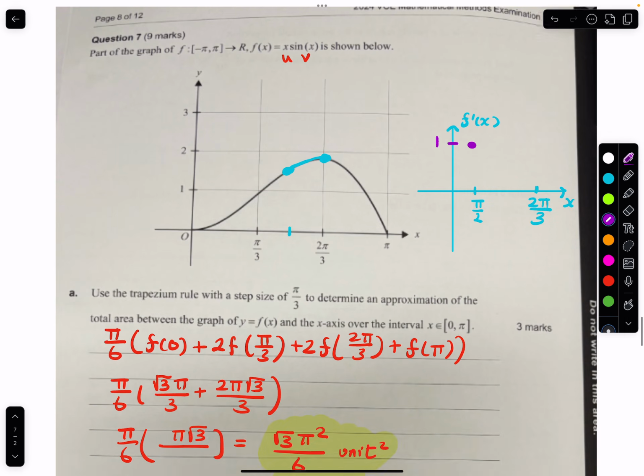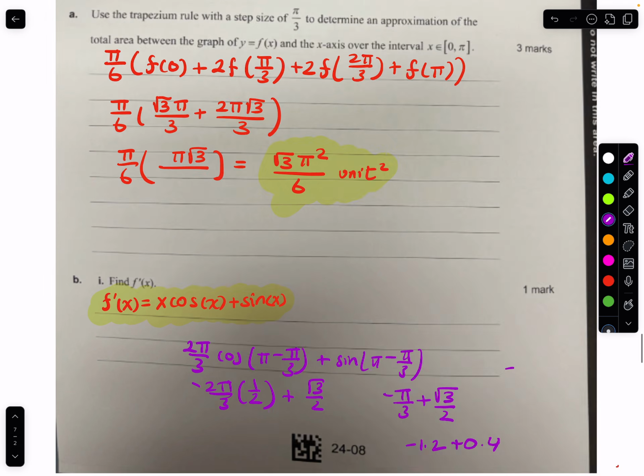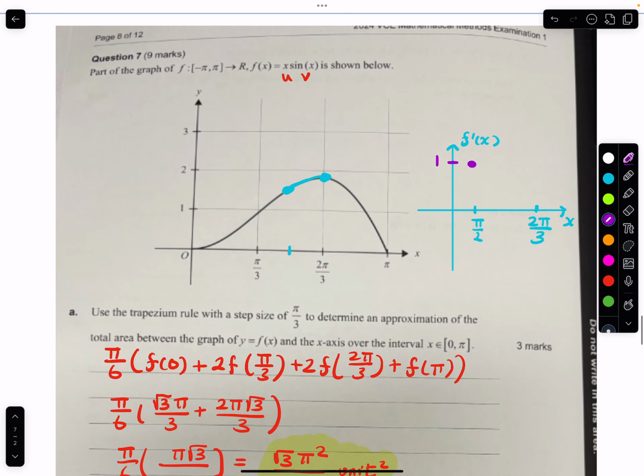Wait, so is it a negative or positive value? Negative pi on 3 is like negative 1 point something, let's say 1.05. And root 3 is 1 point something; you divide it by 2, it's going to be like 0 point something, let's say 0.4. So it's like 0.4 minus 1. It's going to be a negative anyway. So it's actually a negative value. So this part would be, let's say, here.